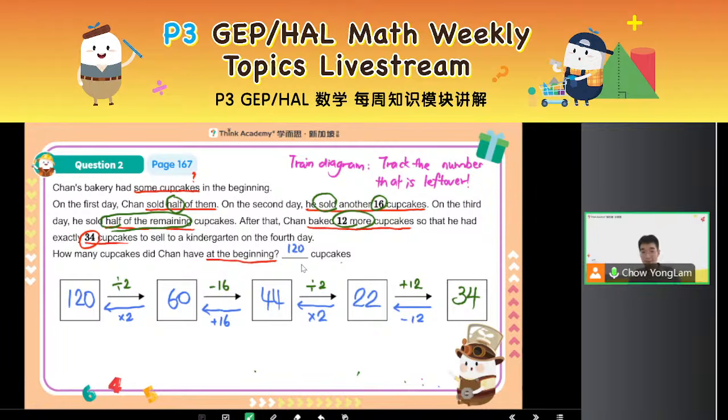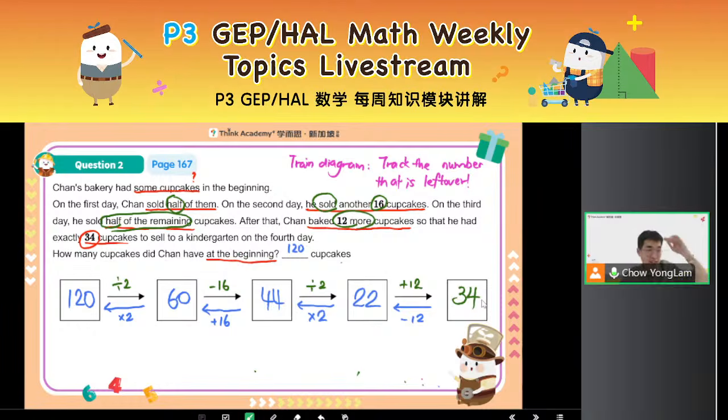All right, so if you really want to check your answer, again, start from 120, follow the flow of the story to see whether you will get your 34 at the end. Okay, so with that, that is how we do question 2. Okay, it's not 739, it's 1120. So with that, when you see half, you need to divide by 2.